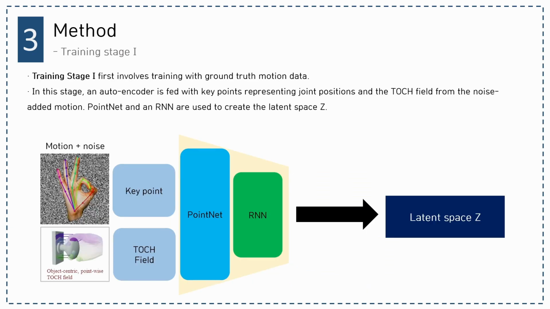First, training stage 1 uses ground truth motion data for training. Noise is randomly added to the ground truth motion, which serves as the input. Specifically, key points representing each joint position and the torque field are input into the autoencoder. This yields latent space set through PointNet and an RNN.